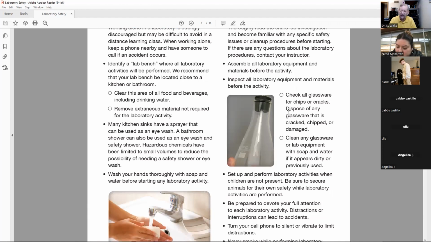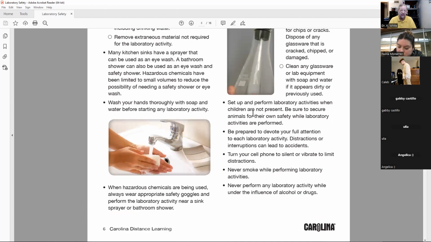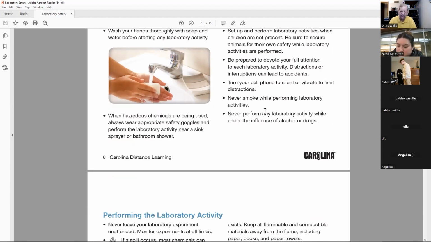Always check all glassware to see if you see any chips or cracks. If you see a star in glassware, it's going to break. And I teach that face to face too. Children shouldn't be present, and you should turn off your cell phone while you're doing a lab. You should never smoke, and obviously don't perform a laboratory under the influence of alcohol or drugs.